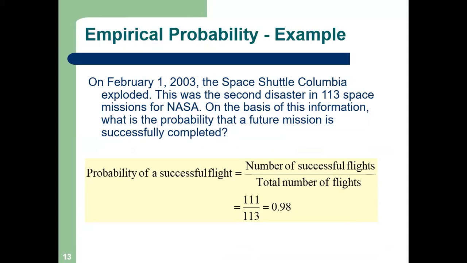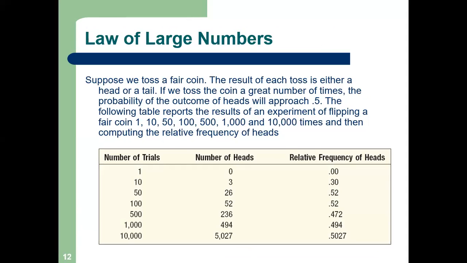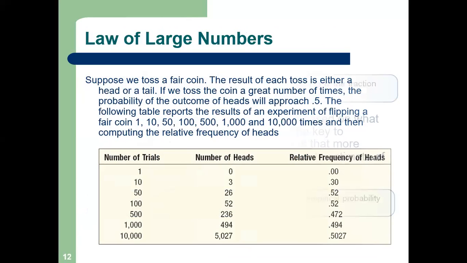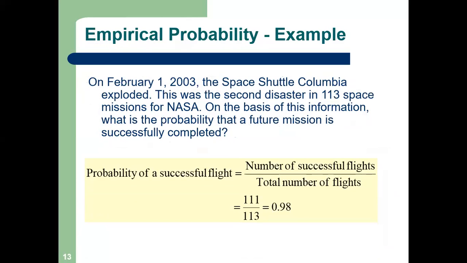Now come to empirical probability. This was the concept of law of large numbers. So law of large numbers is important for empirical probability, just to understand the concept of empirical probability. Now we move to measurement of empirical probability.